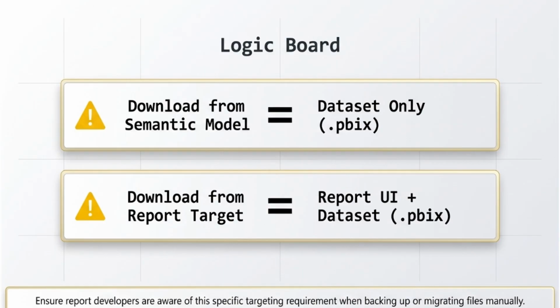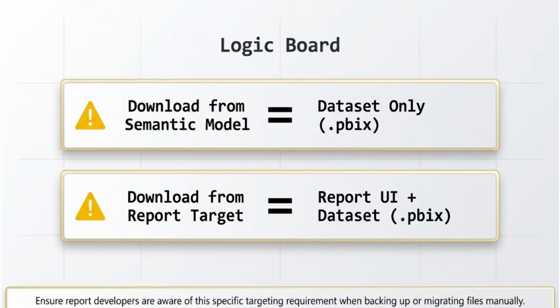In the past, downloading a PBIX file returned the report and the dataset bundled together. Well, not anymore. Now, downloading a PBIX from a semantic model returns the dataset only. So, if you need both the report and the dataset, you have to deliberately download the report separately. Just keep this in mind so you don't accidentally lose your visual layers when backing things up.